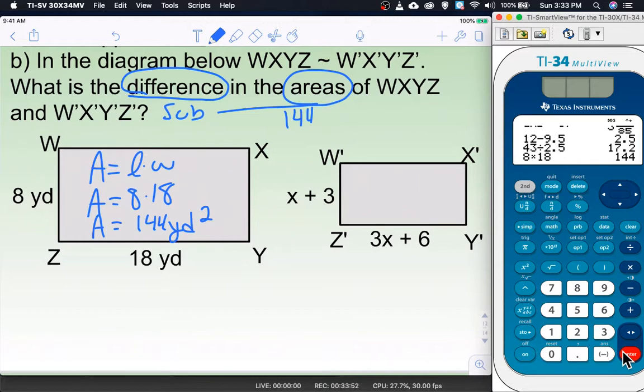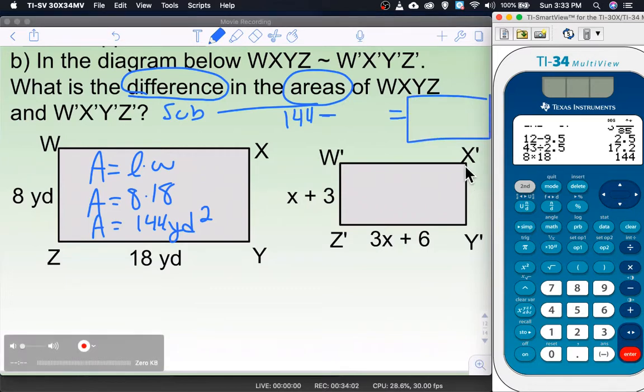Now, if I can subtract the area of the second one, we have our final answer. But there's the problem. In my second rectangle, they don't give me nice, pretty numbers. They give me x plus 3 and 3x plus 6. If I multiply these two together, I'm going to get a bigger, ugly expression, it's not going to be a number, and we can't find our area.